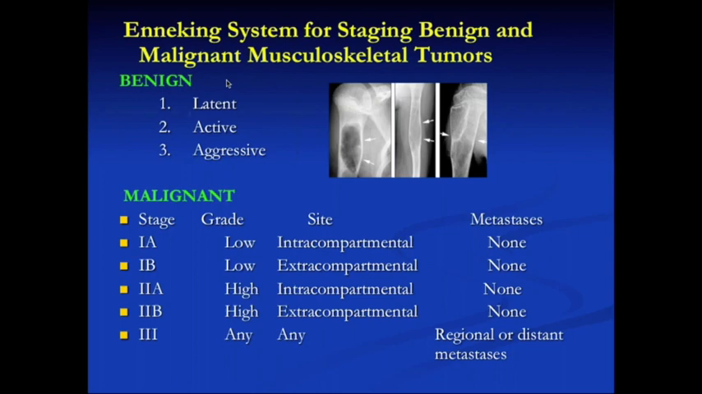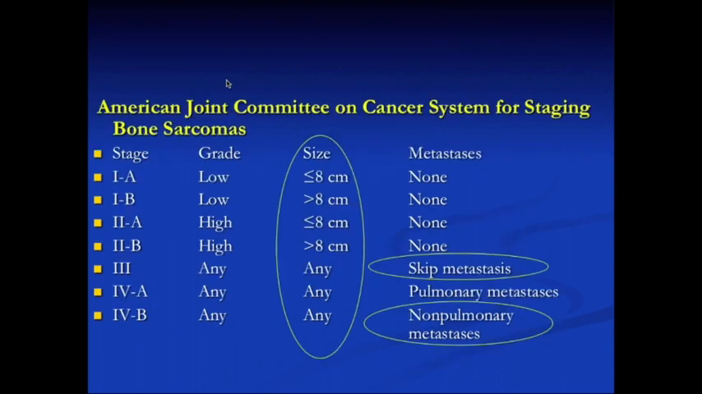Another type of classification by the American Joint Committee takes into consideration the size of the tumor. So they're again divided into less than 8 centimeter and more than 8 centimeter. And they bring in another factor, which is a skip metastasis. And the third thing which they have brought in is a non-pulmonary metastasis. So if it is a skip metastasis, it straight away goes into stage 3.